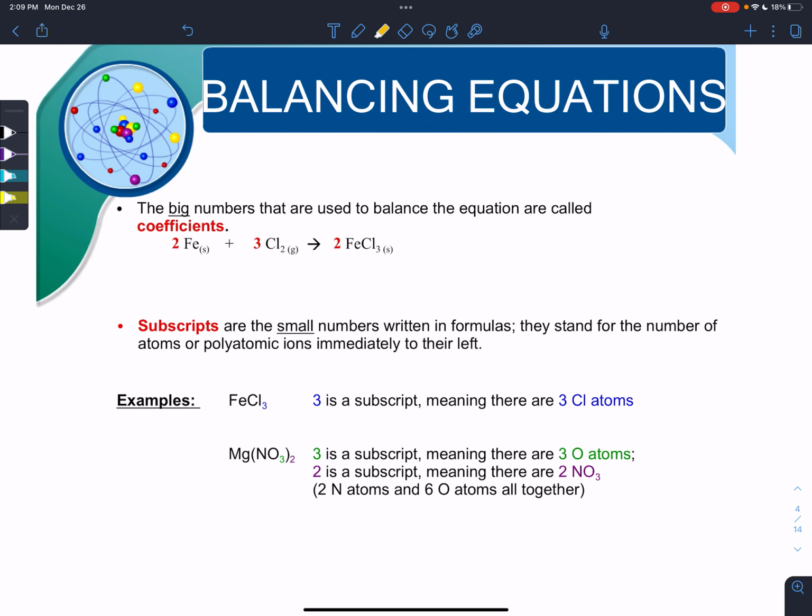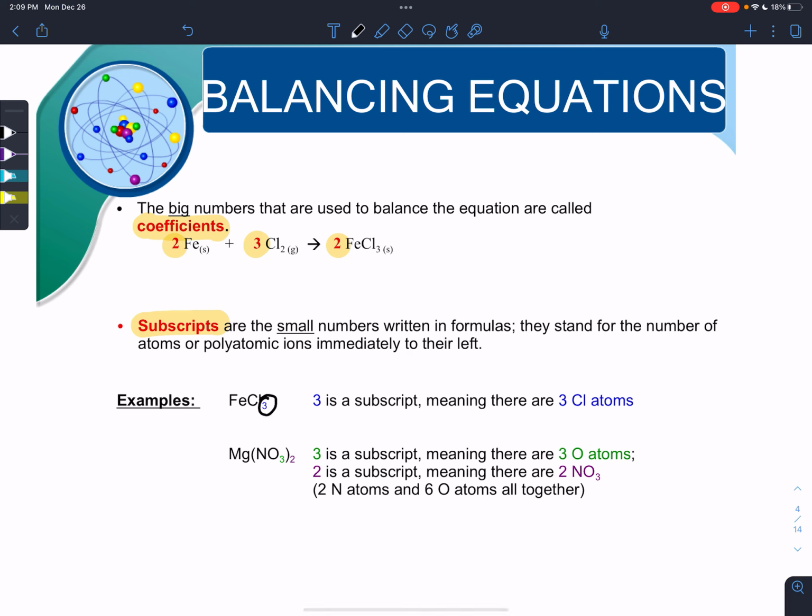When we are writing these chemical reactions, we're going to have to balance them. The numbers that we're going to use to balance them are the big numbers. We call them coefficients, and they are the numbers in front of each of the pieces in your chemical reaction, either your reactants or your products. Your subscripts are the small numbers written in formulas. Those are these right here.